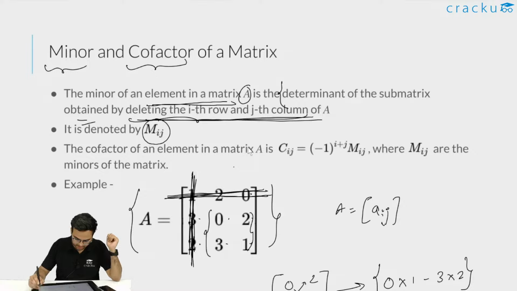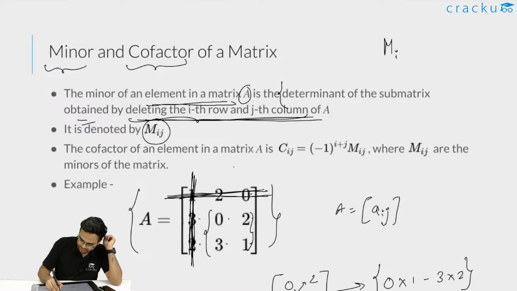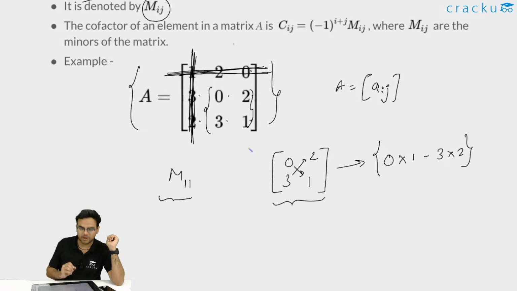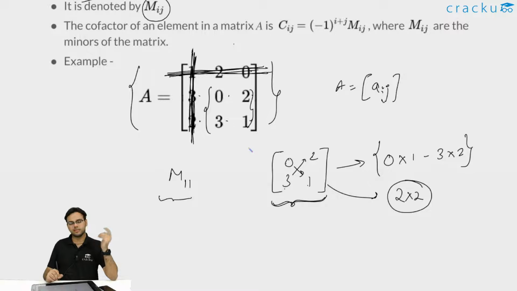As I mentioned earlier, how to calculate the minor of a 3 cross 3 matrix: you have to delete the ith row and jth column. Let's say you are finding the minor Mij. So what I was doing, I was finding M11, that is, the first row and first column I have to delete. I deleted the first row as well as the first column, and this is what we are left with: 0, 2, 3, 1. This is a 2 cross 2 matrix.